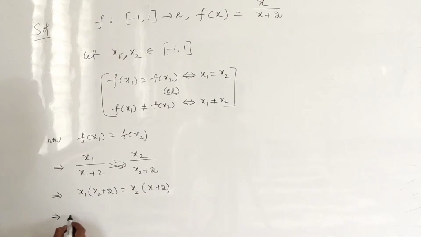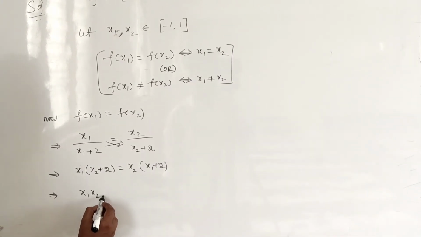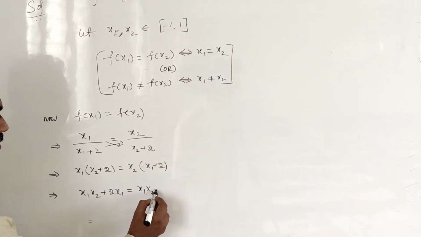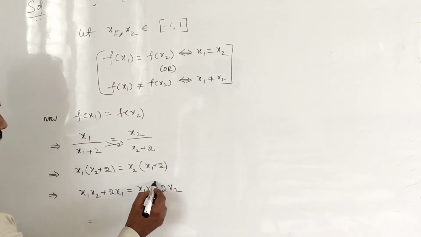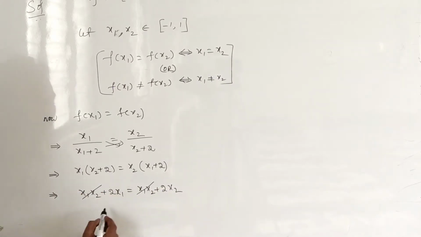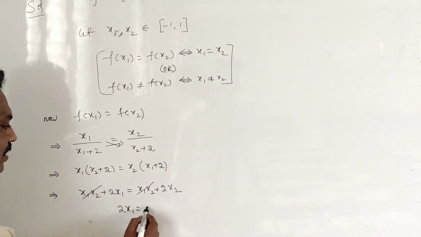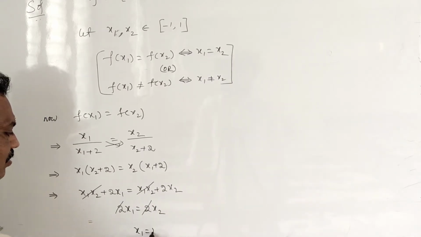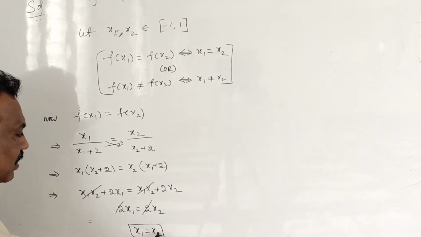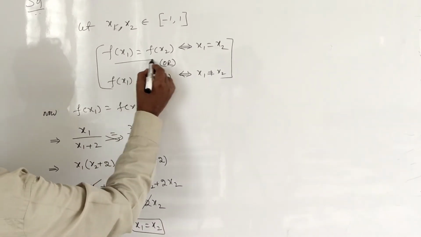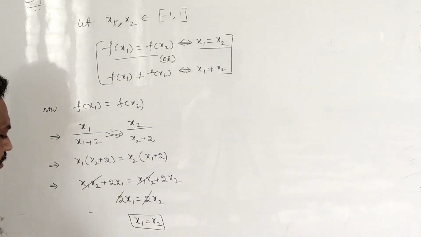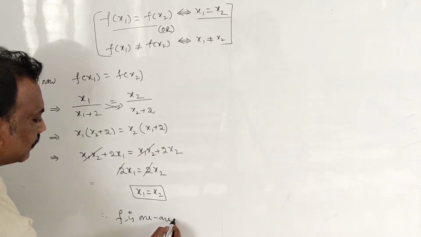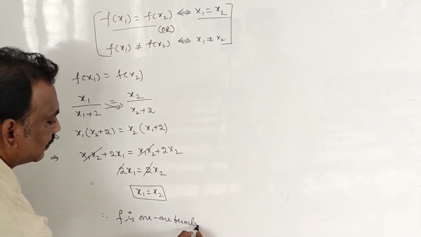Now we will multiply: x1 x2 plus 2x1 is equal to x1 x2 plus 2x2. I can cancel x1 x2 on both sides, remaining 2x1 is equal to 2x2. I can cancel 2 and 2, so x1 is equal to x2. We proved f of x1 is equal to f of x2, and we got x1 is equal to x2. Therefore, f is a 1-1 function. So we proved the first part.